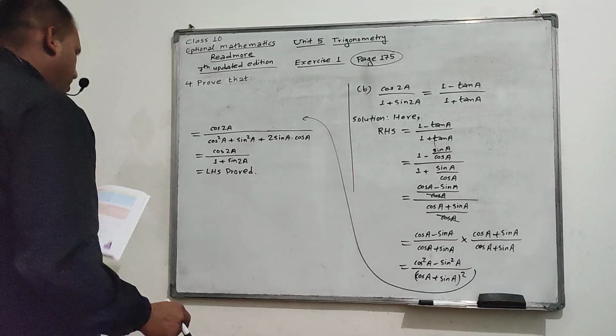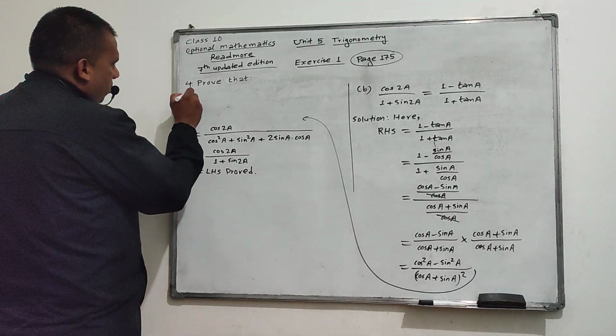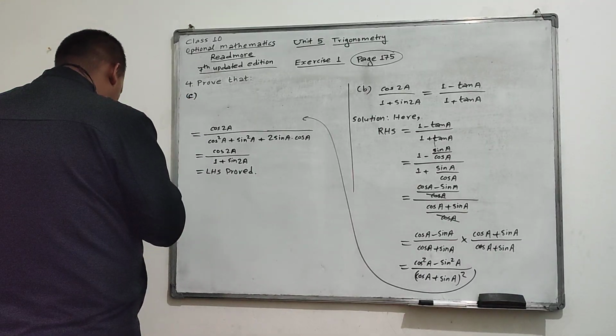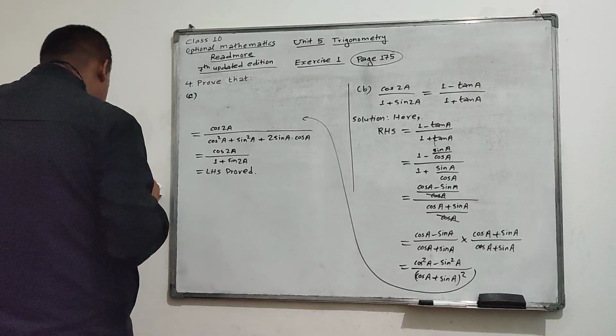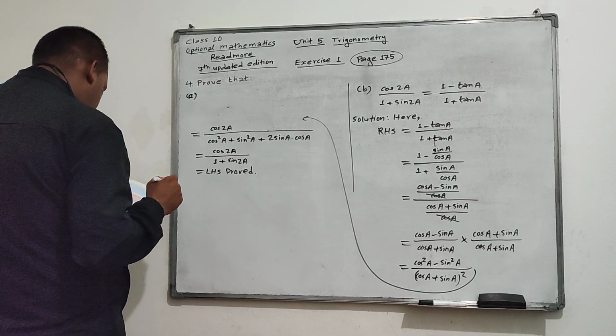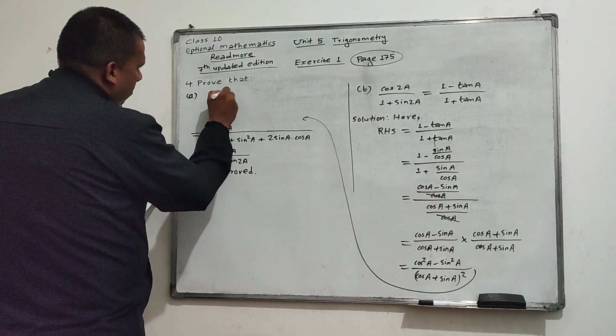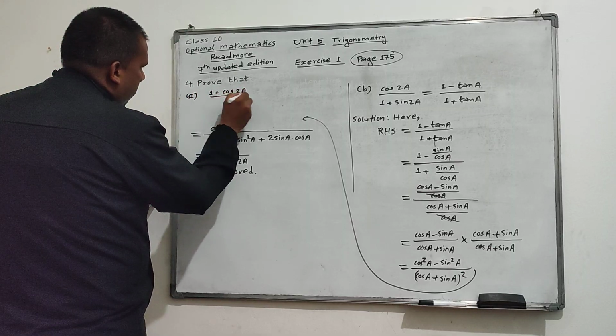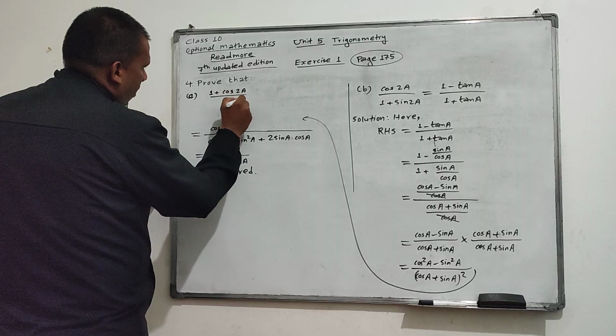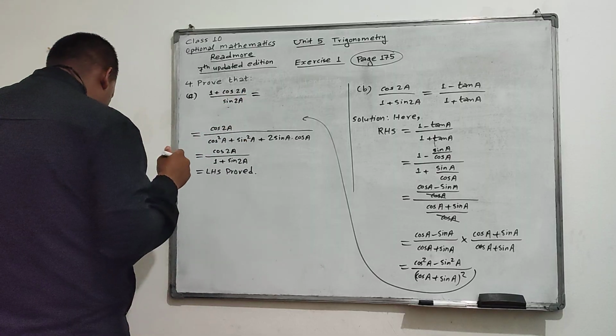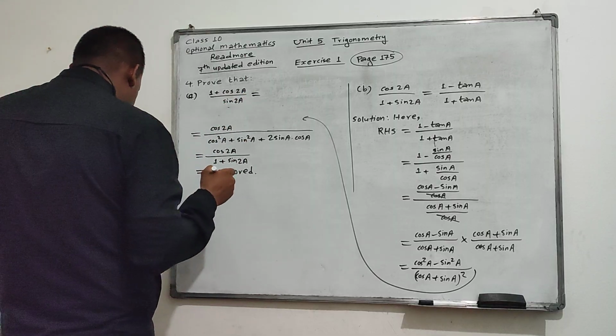Now next part, on C, we have (1 plus cos 2a) whole upon sin 2a. This equals cot a.